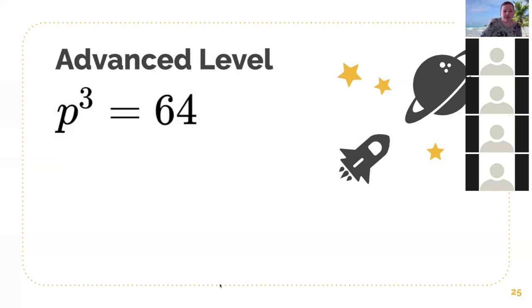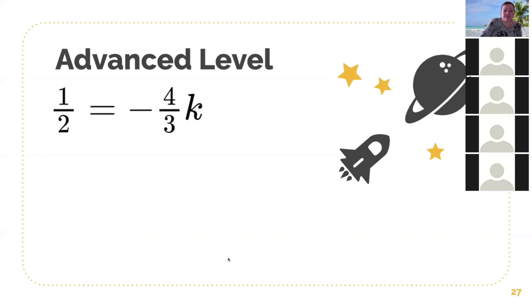As if it wasn't mean enough to do fractions, sometimes they try to combine fractions with negatives and then all the students lose their mind. Is there anybody brave enough to read this one to me? Over 2 equals to minus 4/3 times k. Beautiful. I love how you said times. Yeah. 1/2 is equal to negative 4/3 times k.